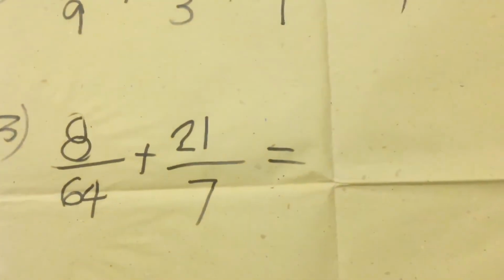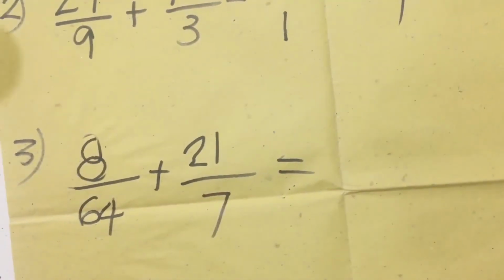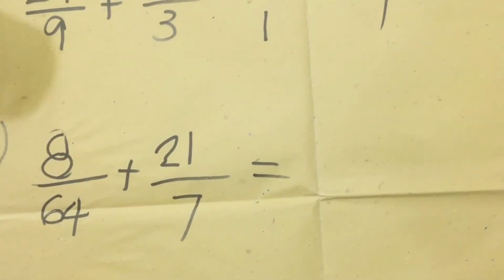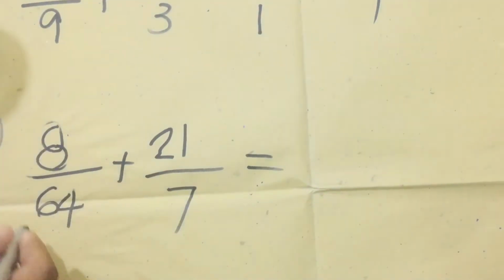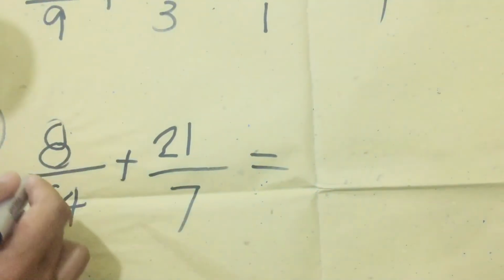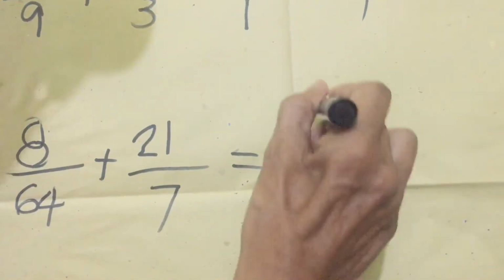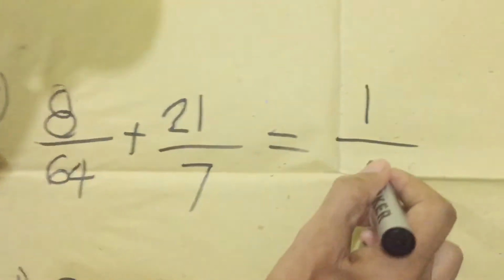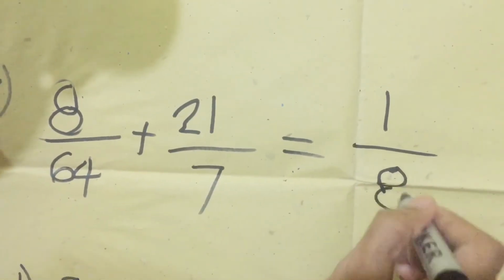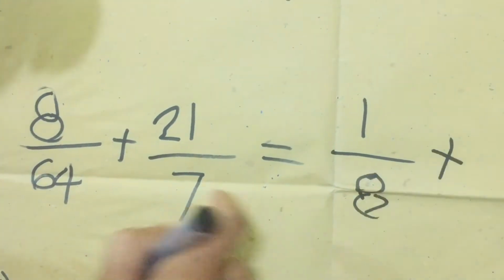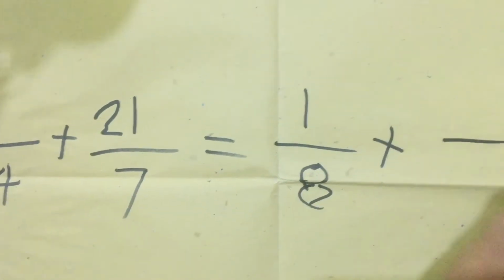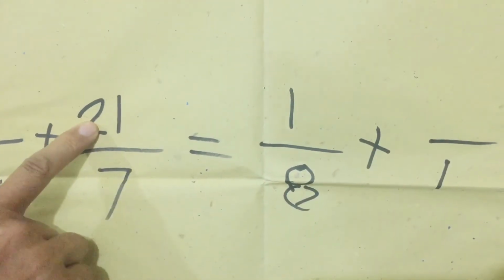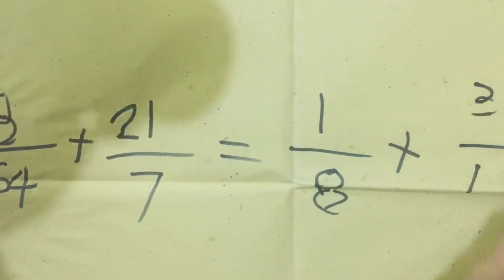Okay, number 3. 8 over 64 plus 21 over 7. So 8 over 64, we can reduce this first by dividing by 8. 8 divided by 8 equals 1. 64 divided by 8 equals 8. Plus 21 over 7, we can divide it by 7. 7 divided by 7 equals 1. 21 divided by 7 equals 3.